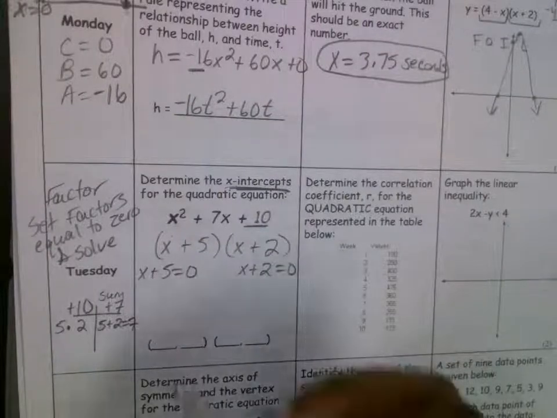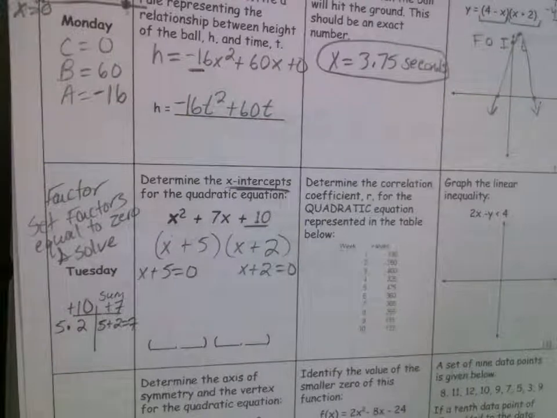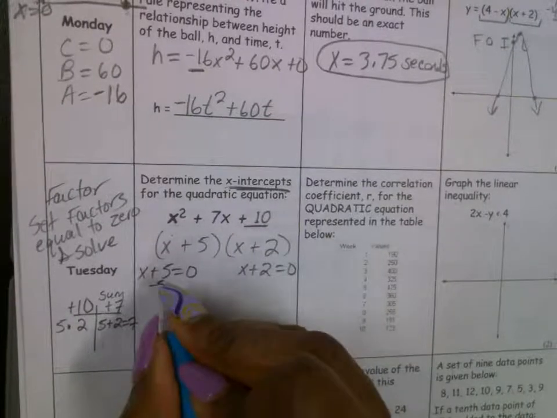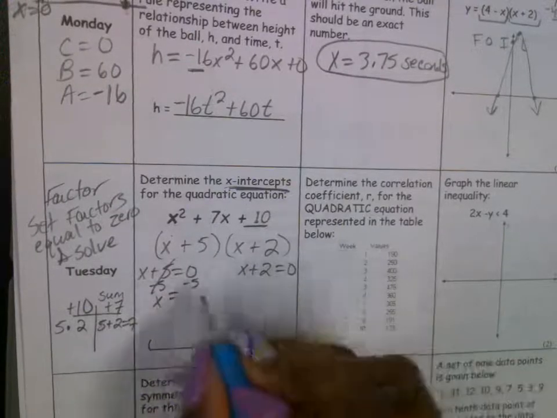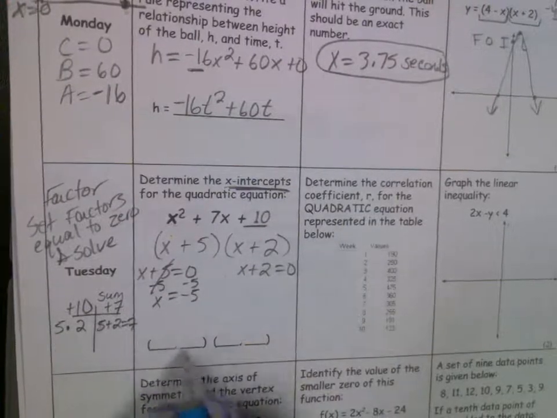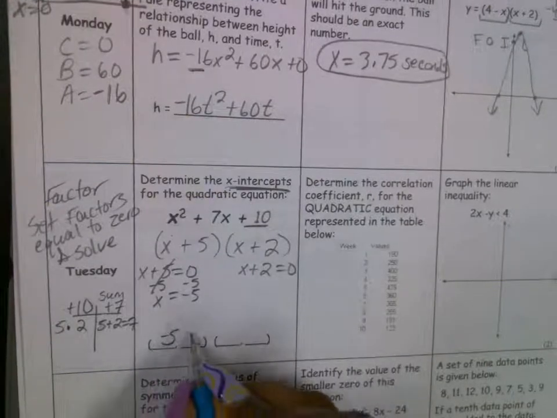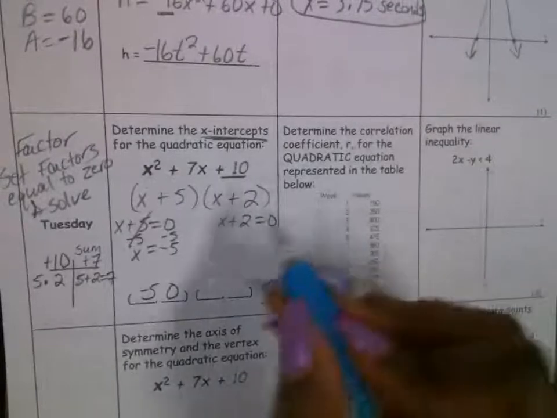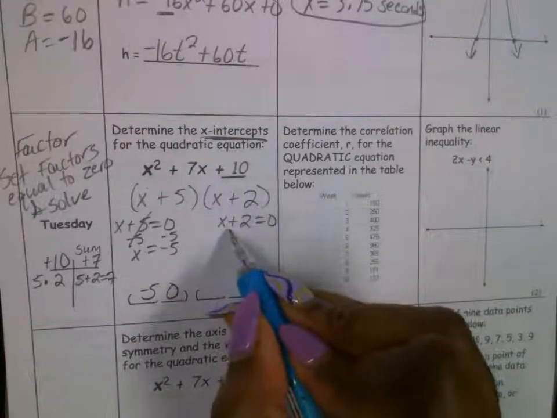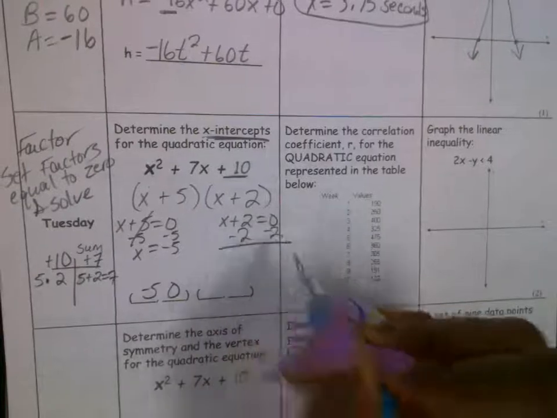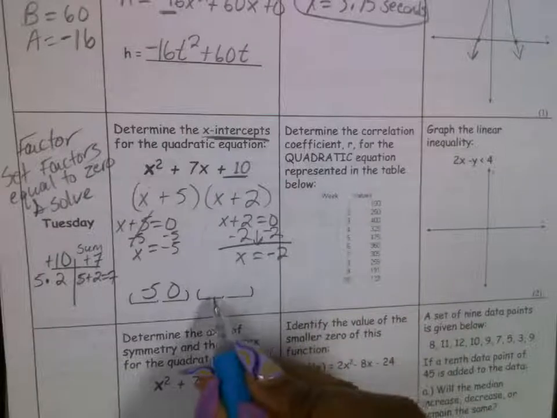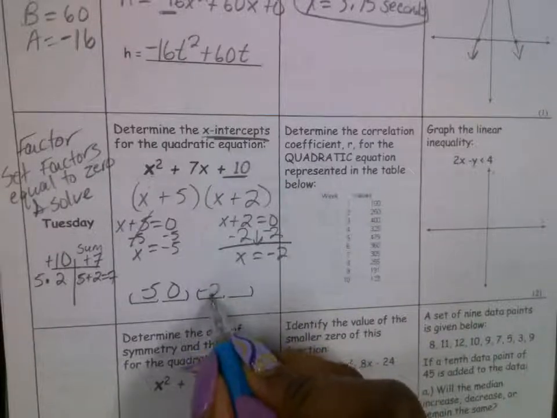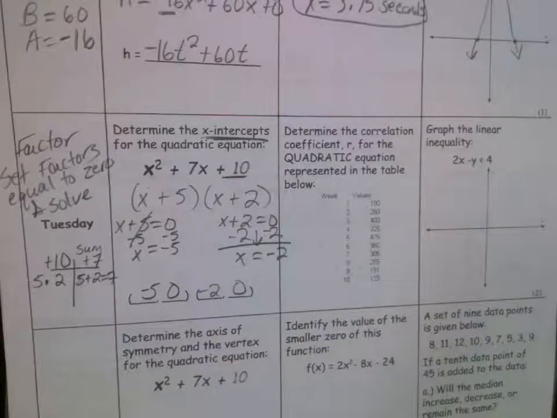All right, so what does that give me here? What am I going to do to get x by itself? Subtract 5. Very good. I'm going to subtract 5 on both sides. This is gone, and I'm left with x is equal to what number? -5. So what's my first ordered pair? -5, comma 0. Okay. Here, how do I get x by itself here? Subtract 2 on both sides. So that gives me x is equal to what number? -2. So how do I write that as an ordered pair? -2, comma 0. Any questions about how I got that?